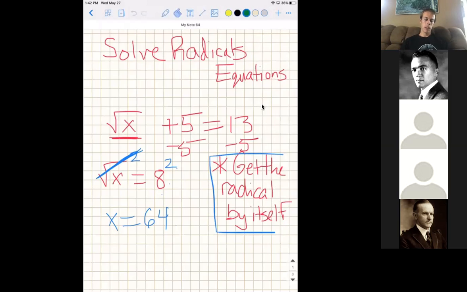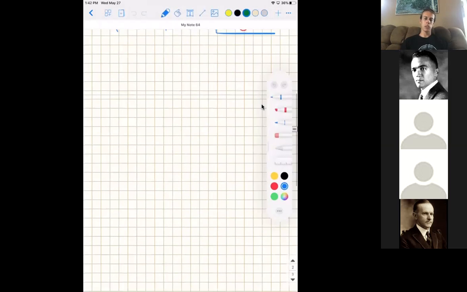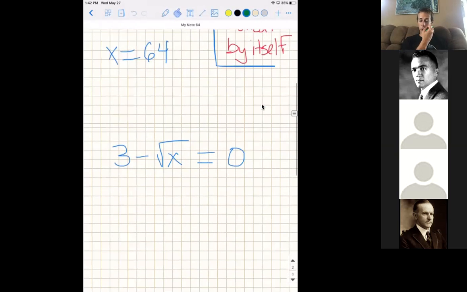So let's try one more. And you guys, this one, you guys kind of talk me through what you think. Here's what I would do to try to get the radical by itself. We're just going to set 3 minus the square root of x equal to 0. So again, just like before, our goal, get the radical by itself.